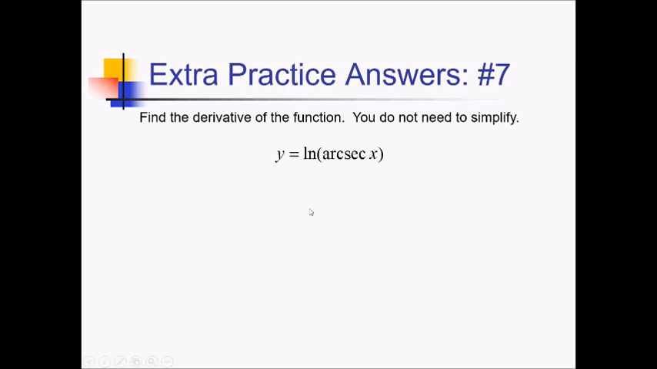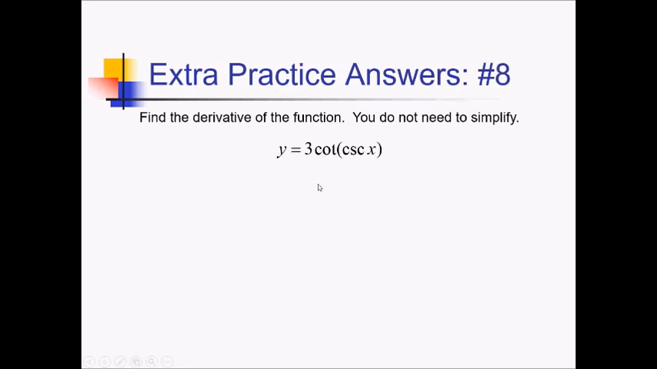For this problem, we're doing a chain rule. We have the outer function ln of something. Derivative of that is going to be 1 over the something, 1 over arcsecant of x. But now I have to multiply by the derivative of the something. Derivative of arcsecant of x is just 1 over absolute value of x times the square root of x squared minus 1.